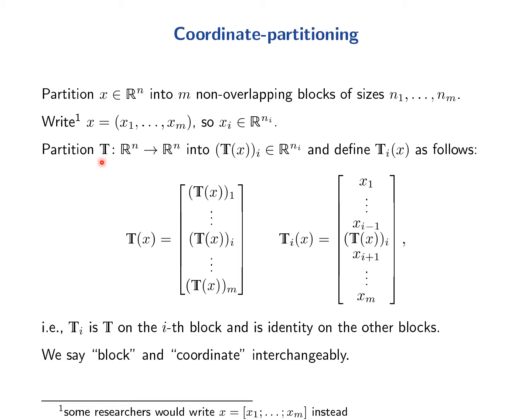The operator T maps R^n to R^n. Therefore, we can partition the results of this operator also into m blocks. Every block has a size ni. And using this notation, we can define a new operator T sub i as the operator that only takes the i-th block of the results of Tx and maintains all the other inputs unchanged. Therefore, Ti is equal to T on the i-th block and equal to identity on all the other blocks.